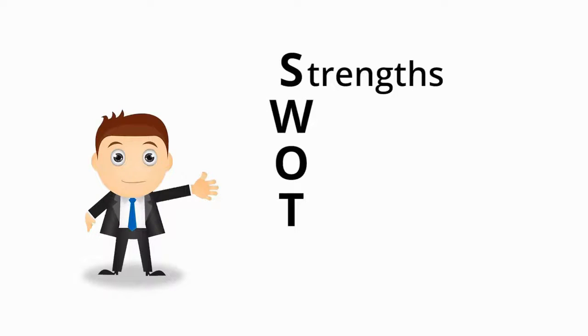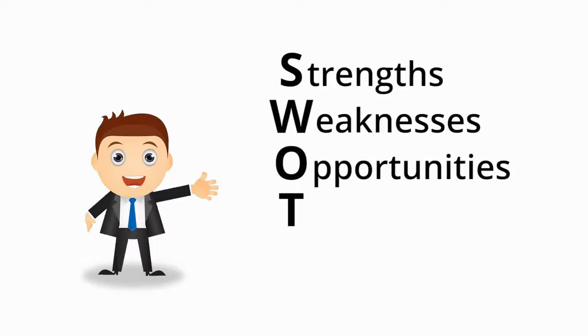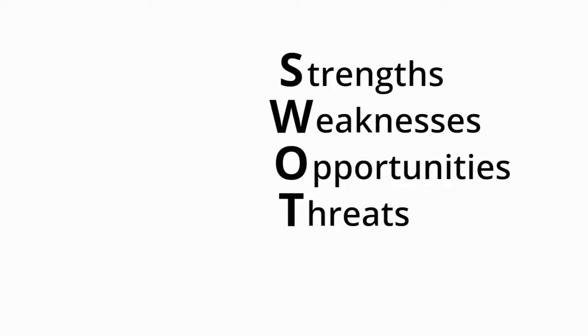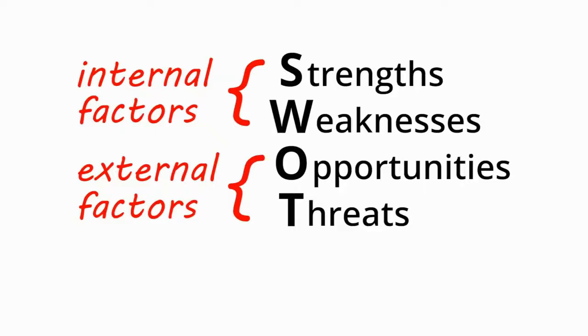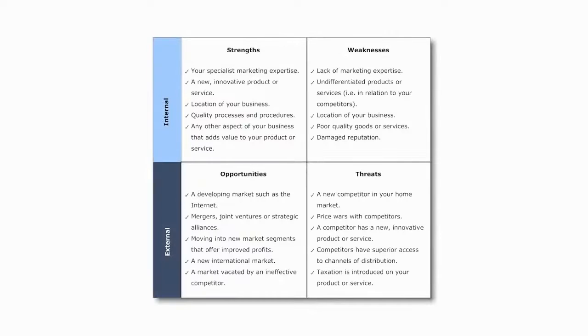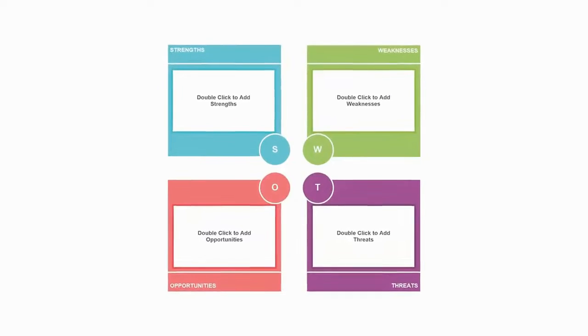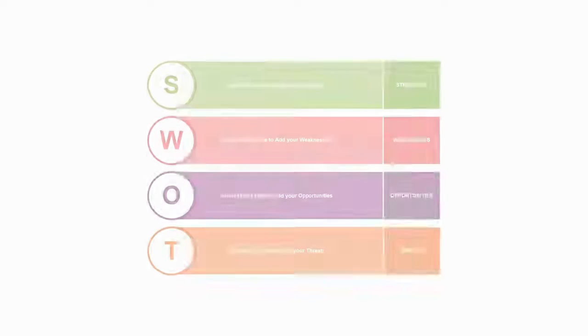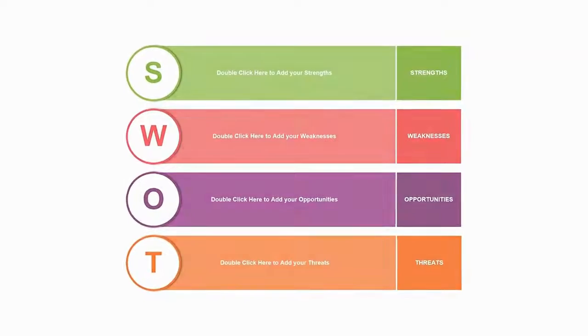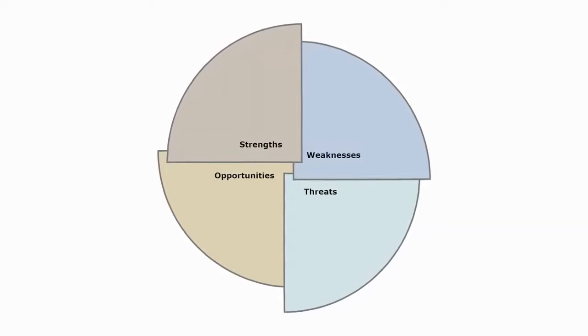SWOT stands for strengths, weaknesses, opportunities, and threats. Strengths and weaknesses are internal factors, and opportunities and threats are external factors. A SWOT diagram analyzes a project or business venture by focusing on each of these factors. It typically consists of 4 boxes, one for each area, but the exact shape may vary depending on the design.